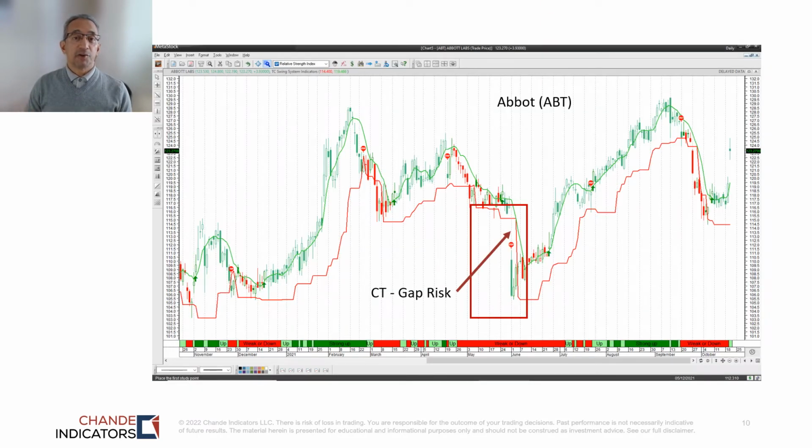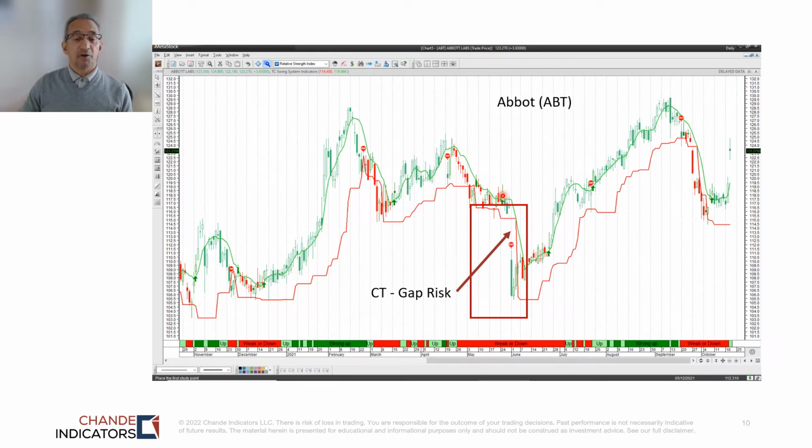This chart shows you one of the main weaknesses of the counter trend entry. So this is an example of Abbott. The trade in the previous chart was over here. This is somewhat earlier, where we have an entry, we have weakness, we have strength after weakness, so we get an entry, but then the weakness reasserts itself.